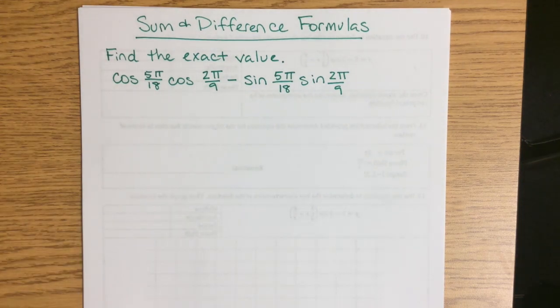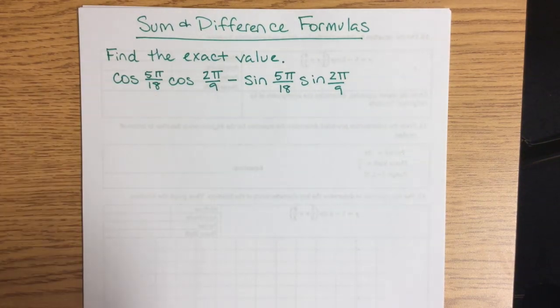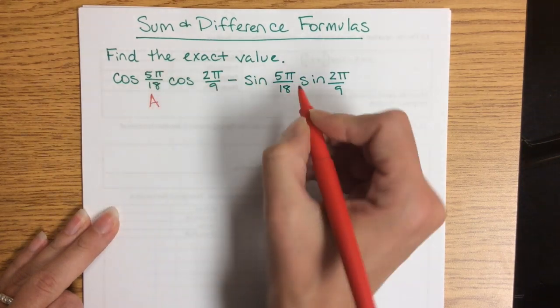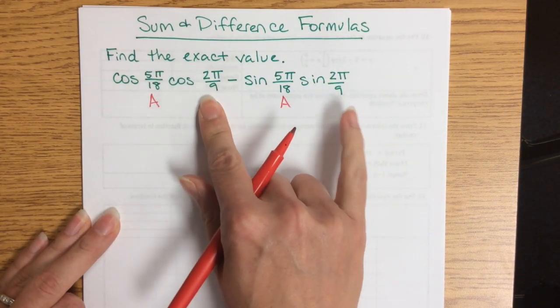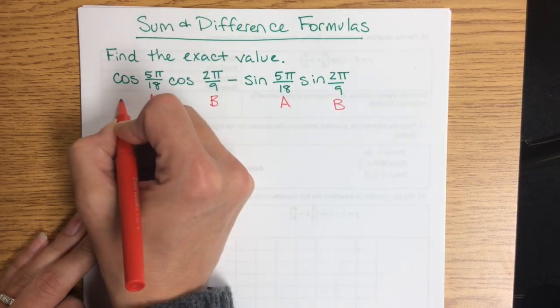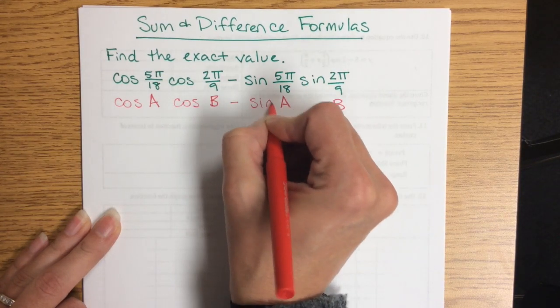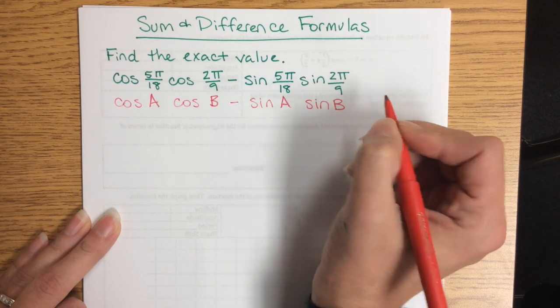Okay, here's another problem that says find the exact value, and it gives you a cosine of an angle times cosine of a different angle minus sine of an angle times sine of a different angle. And if you notice, these two angles are the same. Let's call that A. And these two angles are also the same. Let's call the angle B. And so I could rewrite this as cosine A, cosine B, minus sine A, sine B.